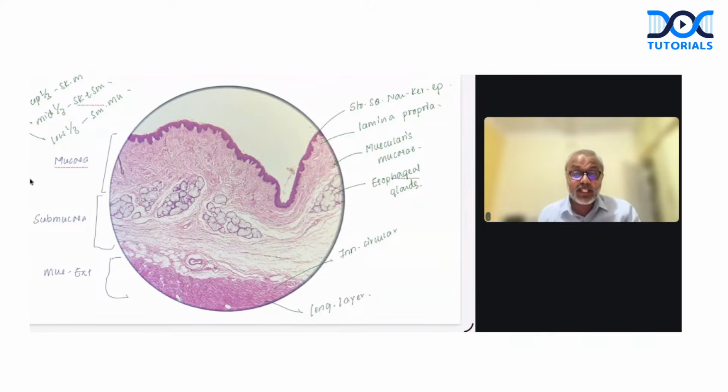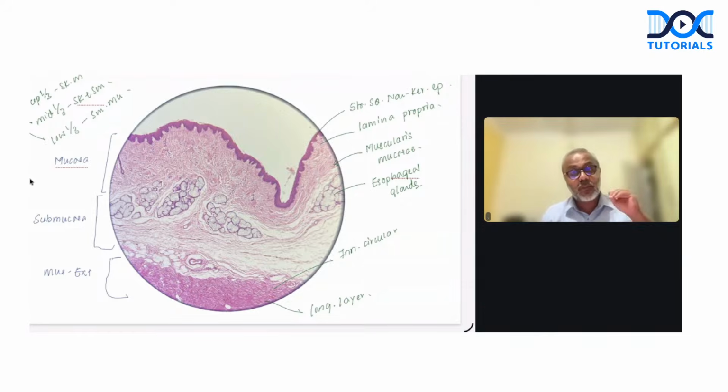Remember, in this section, what we are seeing is only the circular layer, and the longitudinal layer is not actually seen. Are we clear? So what is the first thing that we need to remember? First thing, the muscularis externa in case of esophagus is made up of how many types of muscles? Upper 1/3 entirely skeletal, middle 1/3 skeletal plus smooth, lower 1/3 it is entirely smooth muscle. And this is arranged in the form of two layers, inner circular and outer longitudinal.